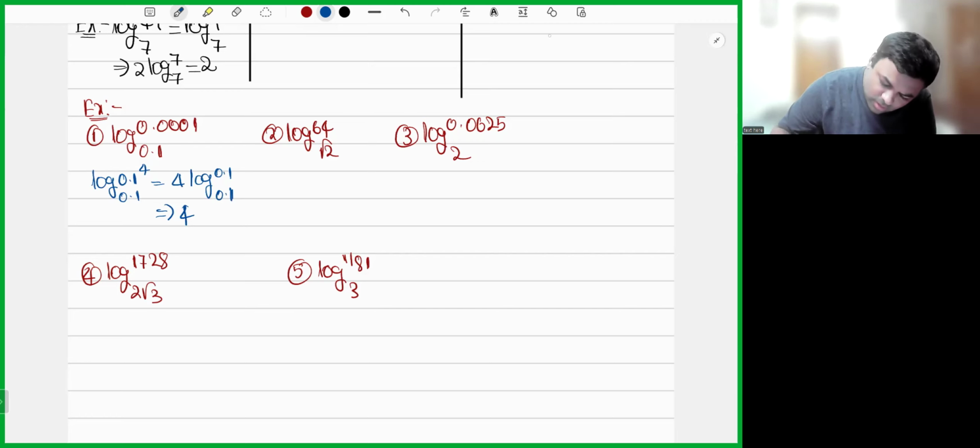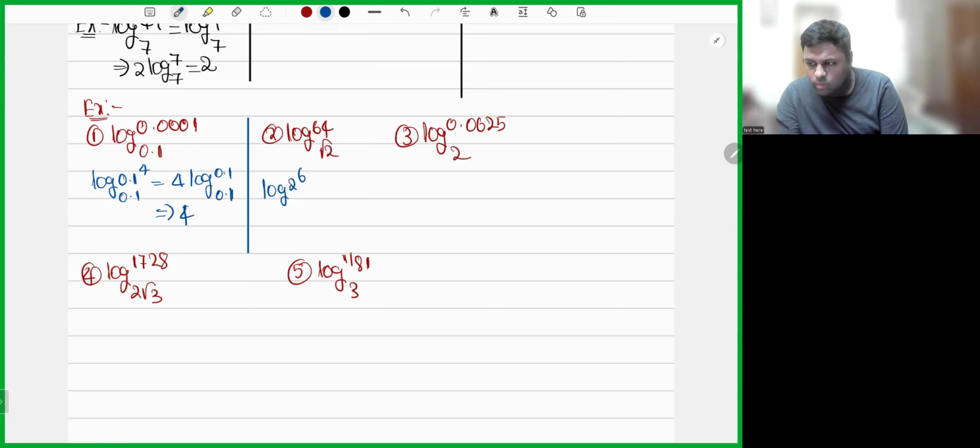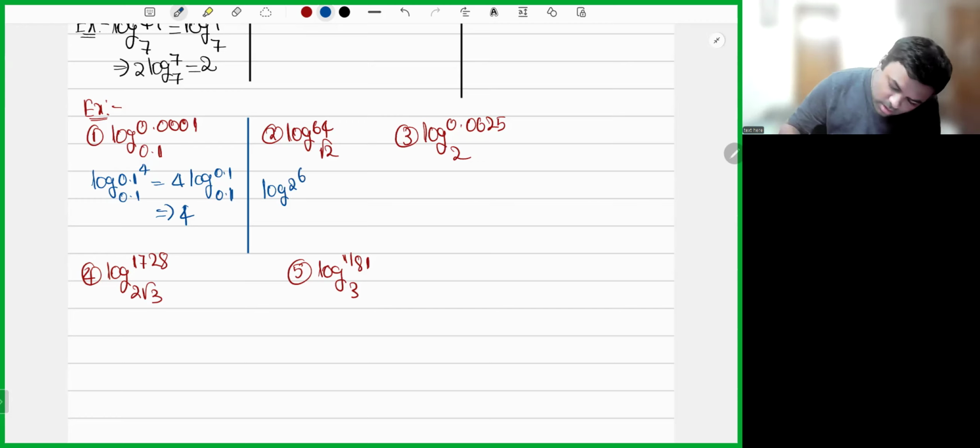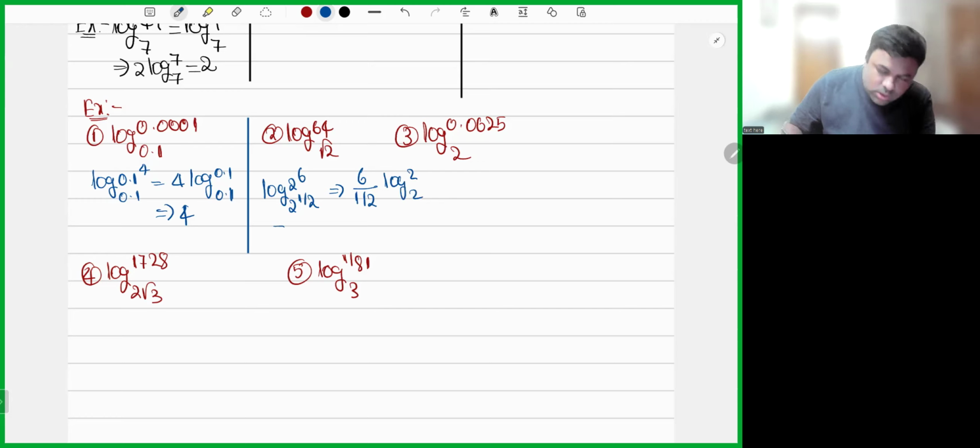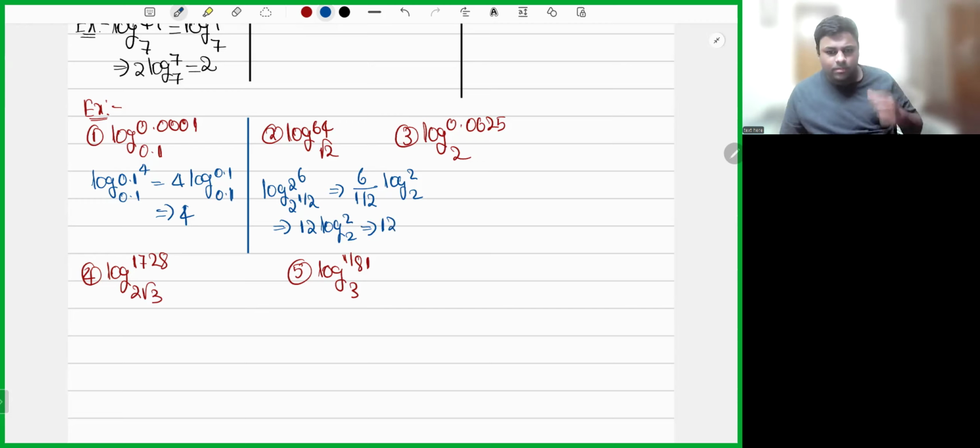Yeah, next. Now log 64 to the base 2 root 2 is given. How can I write log 64? Can I write 64 as 2 power 6? Yes, 2, 2 square 4, 2 cube 8, 16, 32, 64. Root 2, can I write it as 2 power 1 by 2? Yes, sir. So 6 divided by 1 by 2, log 2 base 2. So what is 6 by half? 2 goes to the numerator, 12. Log 2 base 2. What is log 2 base 2? 1. So what are the answers, sir? Answer is simply 12. There's nothing much difficulty here.